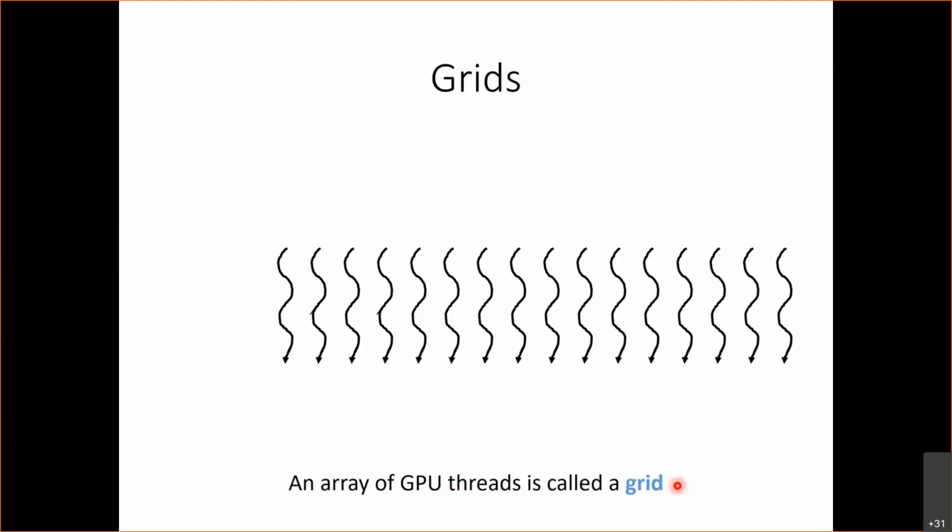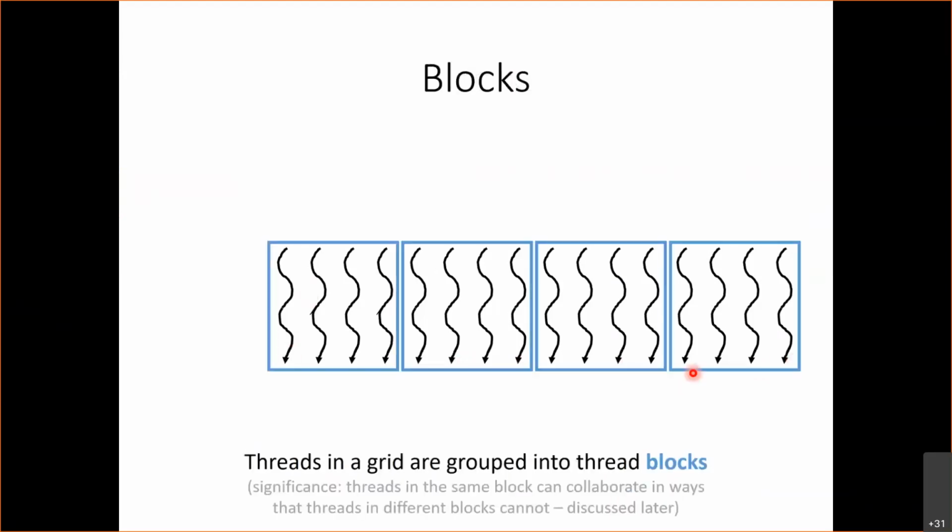And we actually have a two-level hierarchy. All these threads in the grid are not going to be completely independent from each other. The threads are actually going to be organized or grouped into thread blocks. So I have a grid, which is an array of threads, and these threads in the grid are going to be grouped into thread blocks.